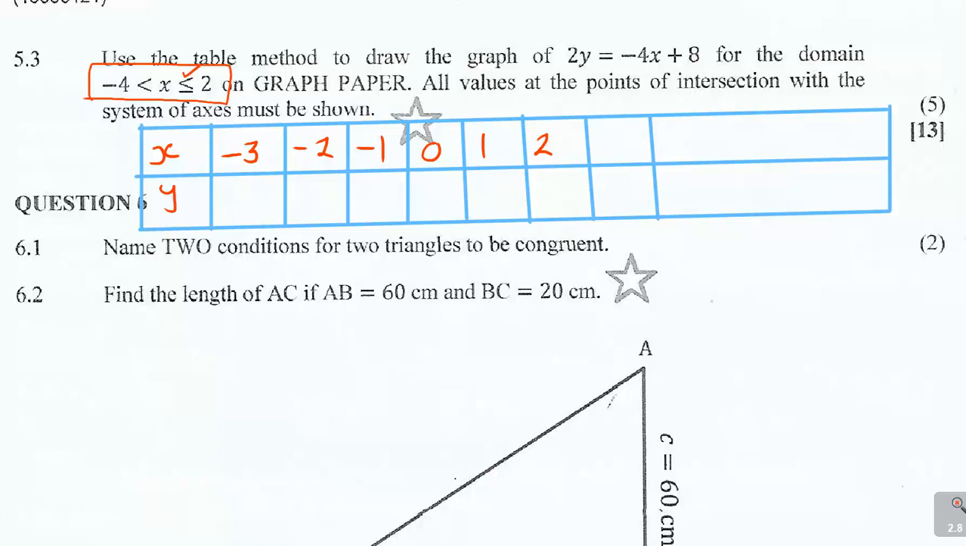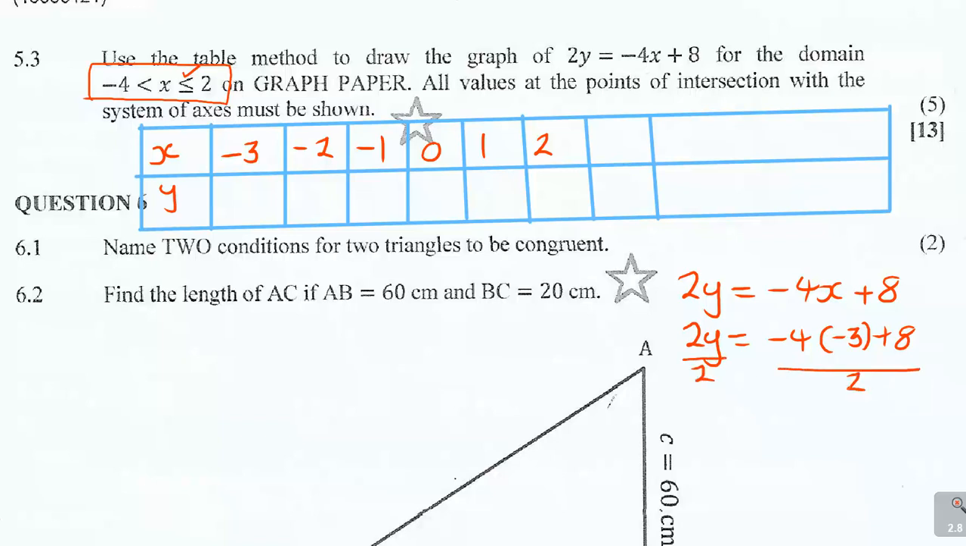And then after that one, look at this equation. They have given you 2y is equal to minus 4x plus 8. So they are confusing you there, just to give you confusion. Let's start with the first one. When x is minus 3, you've got 2y is equal to minus 4 times minus 3 plus 8, and then you divide that answer by 2. So what is y? Use a calculator there quickly.